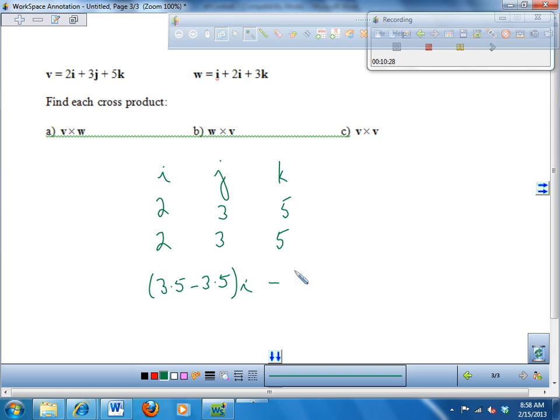Hey, what do you think's gonna happen? We're all gonna cancel: 2 times 5 minus 2 times 5 minus 2 times 5 in the J direction, right? Plus 2 times 3 plus 2 times 3 minus 2 times 3, 6 minus 6 in the K direction. So what do you get out? 0 I minus 0 J minus 0 K, which kind of makes sense because if you have 2 vectors, right?